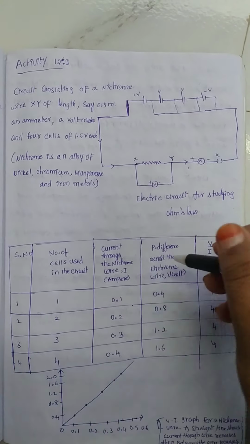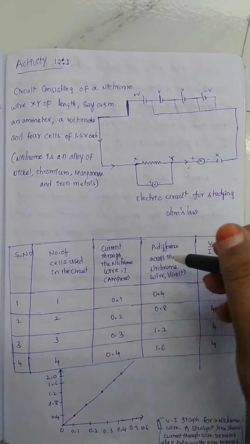And the second one, the current through the nichrome wire. For the potential difference across the nichrome wire with 2 cells, it is 0.8. That time the current shows 0.2. Then again 0.8 by 0.2 is 4. And see the next one, 3 cells. That time the potential difference it shows is 1.2.